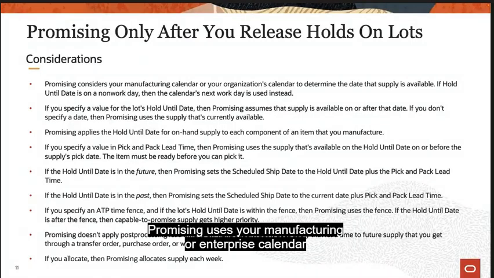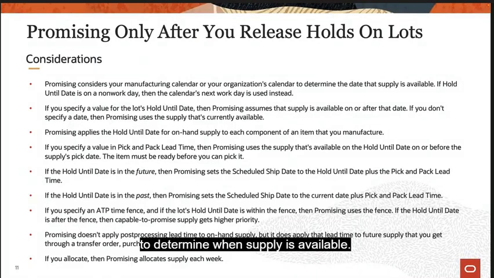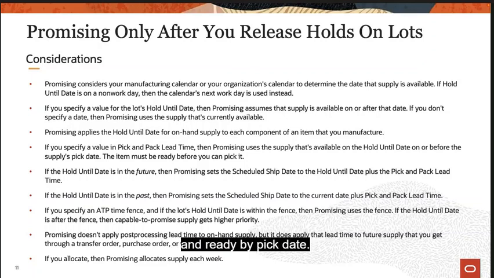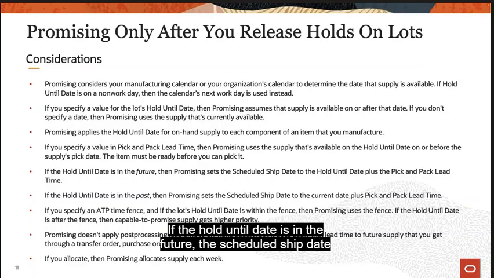Promising uses your manufacturing or enterprise calendar to determine when supply is available. If a lot's hold until date falls on a non-work day, it moves to the next working day. If a hold until date is set for a lot, promising treats supply as available on or after that date. If no date is set, it uses current available supply. For manufactured items, the hold until date applies to each component's on-hand supply. If you've defined pick and pack lead time, promising only uses supply that's available on the hold until date and ready by pick date. The item must be ready before it can be picked.